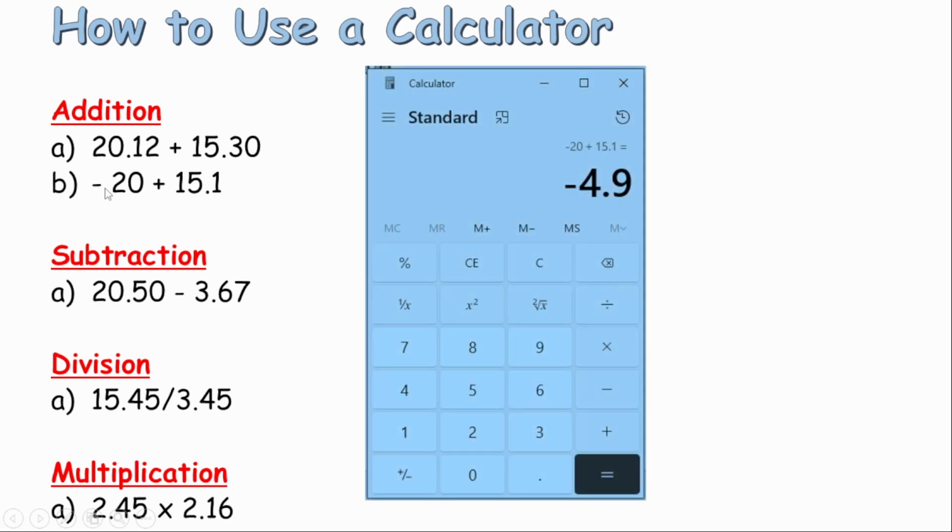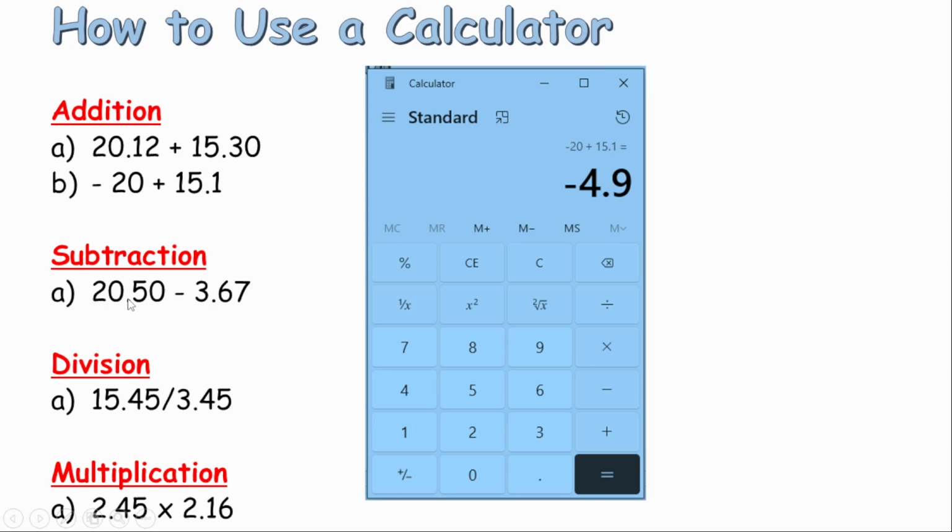In a situation whereby you have a minus sign before the number, what you do is you use this symbol here, addition, subtraction. Once you press this, it will give you this sign here. So we have minus 20 plus 15.1. Type it out, 15.1, and you press the equal sign. Our final answer becomes minus 4.9. It's quite straightforward. Now let's go to the second operation, subtraction.